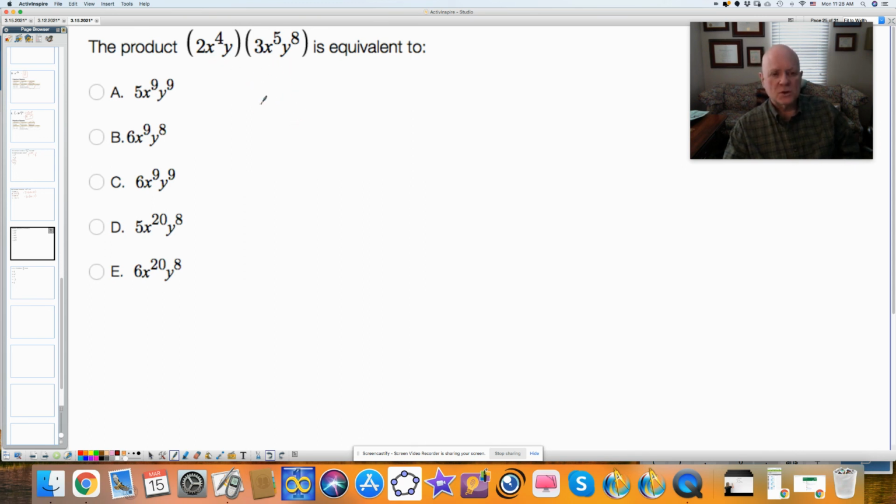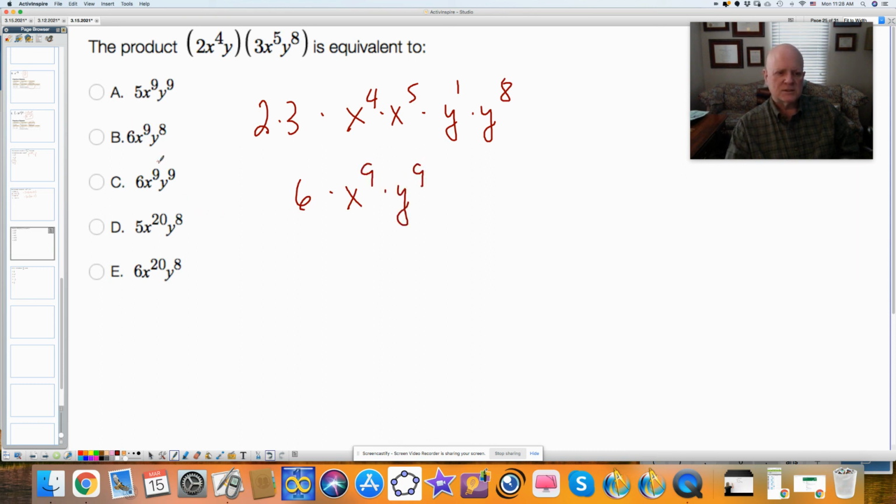Now, to do this, we do the 2 times 3 times x to the 4th times x to the 5th times y to the 1 times y to the 8th. You add the exponents. 6 times x to the 9th times y to the 9th. 6x to the 9th, y to the 9th.